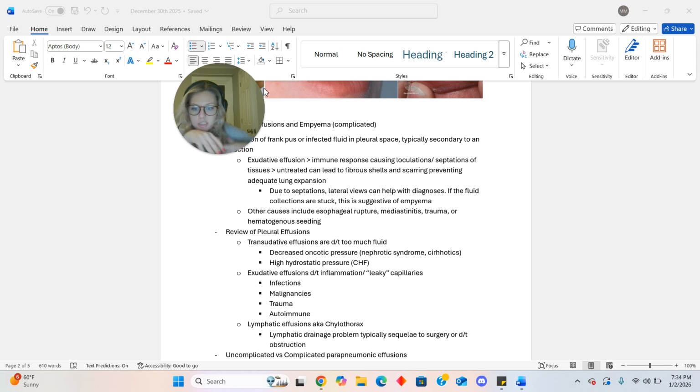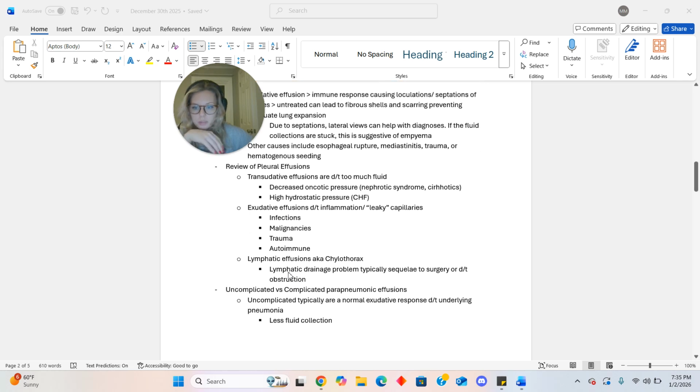So obviously infection is the most common cause, like pneumonia, stuff like that. But other causes are esophageal rupture, mediastinitis, trauma, or hematogenous septicemia leading to bacteria going into that space as well, because it's due to capillary drainage and stuff like that.